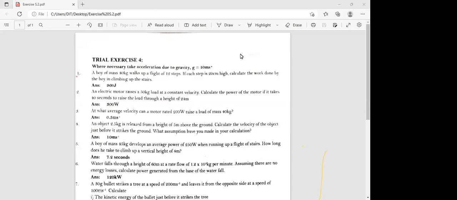All right, we are starting with number one. Number one, they gave us a question which says a boy of mass 40 kilograms. So we have a boy has a mass of 40 kilograms, walks up a flight of 12 steps.